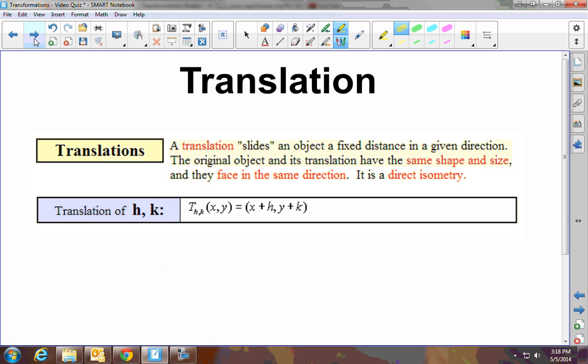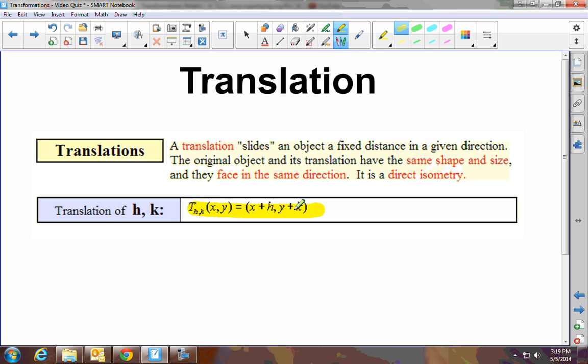Next up is a translation. This is our second transformation. Don't get those two words confused. A translation is a type of transformation. In fact, a translation slides an object a fixed distance in a given direction. The original object and its translation have the same shape, same size, and they face the same direction. It's a direct isometry. You'll remember isometry means that it doesn't change shape or size.